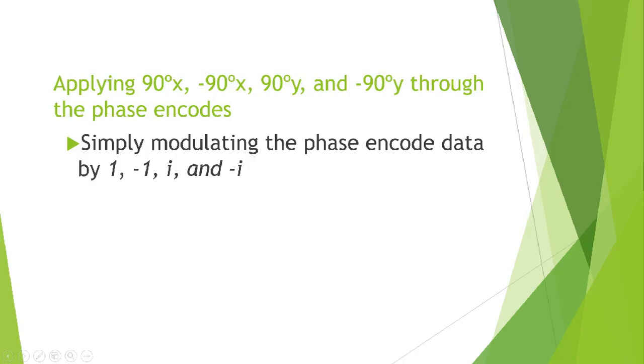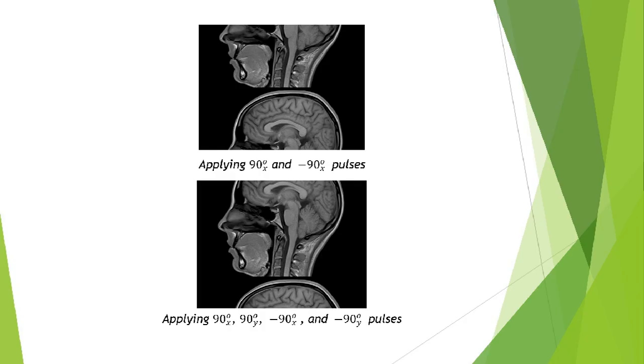Finally, we will visualize the effects of applying 90-degree X and Y pulses through the phasing codes. This is easy to simulate because these pulses simply modulate the phasing code data by 1, -1, i, and -i respectively. After multiplying the decay space data accordingly, we can find the output images by taking the inverse Fourier transform.